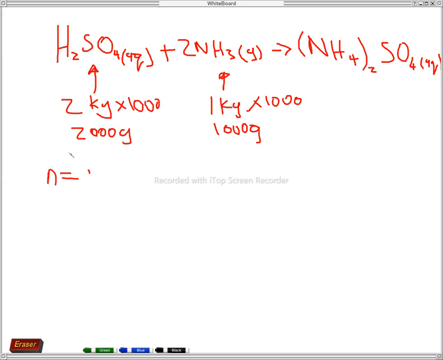Moving forward, the formula for moles: n equals m over M, where the small m is for the mass and the big M is for the molar mass. So here I have 2000, and I showed you how to calculate the molar mass. My molar mass, which I calculated, is 98, and the number of moles here I get as 20.4.